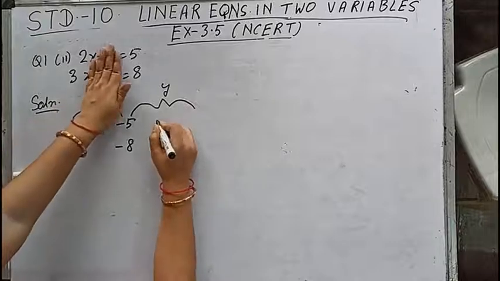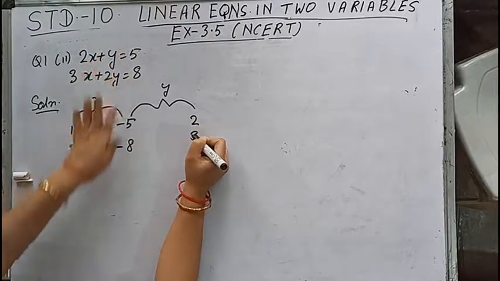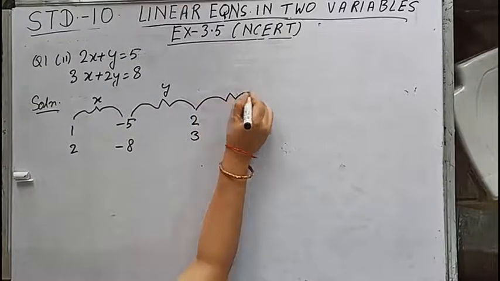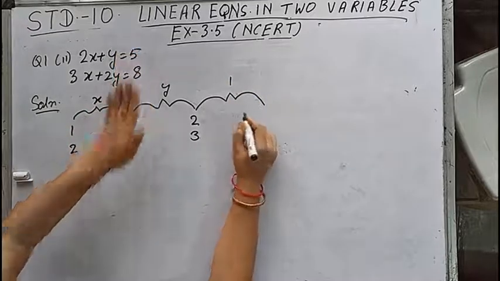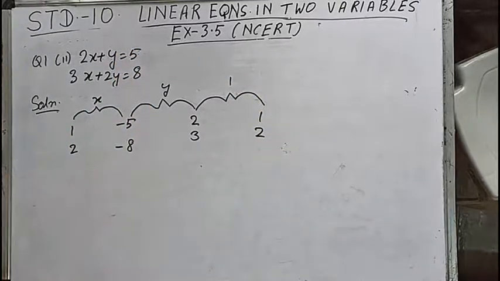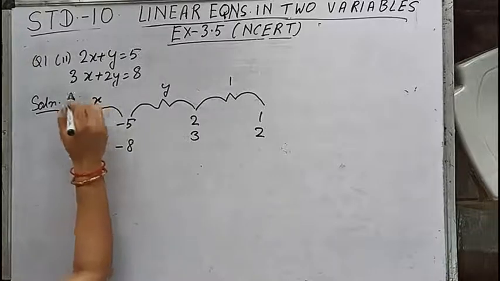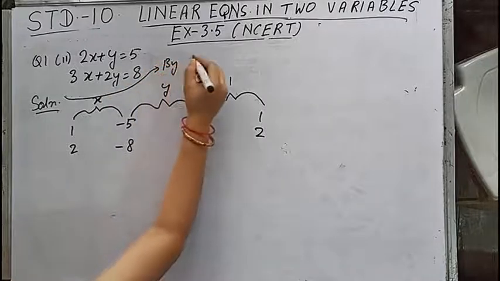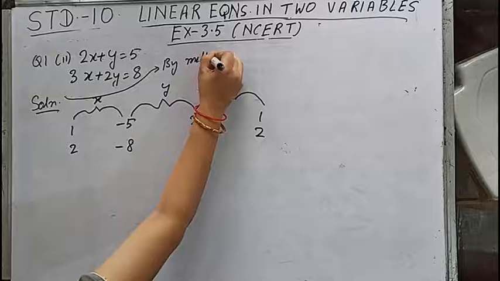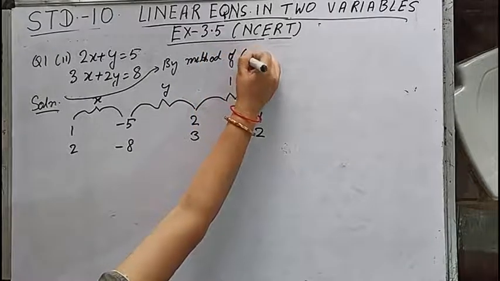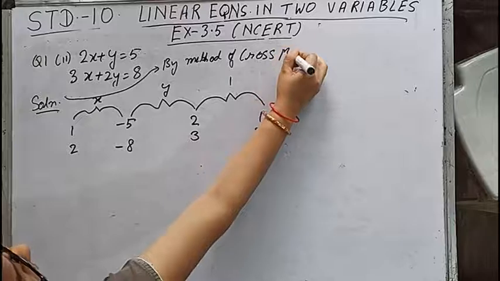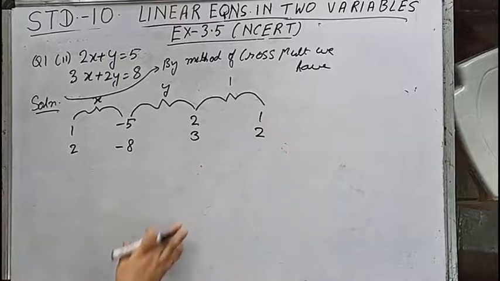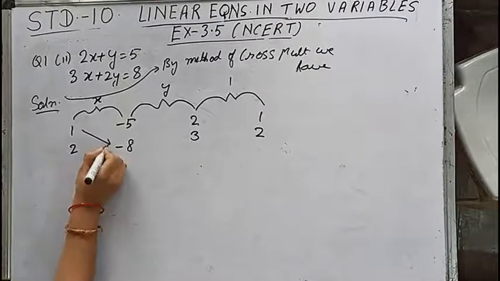Y under y we will be writing 2, 3, minus 5, minus 8 is already written. And then 1 under 1, 2, 3 and 1, 2. And before this we will be writing by method of cross multiplication. By method of cross multiplication we have, then we will be writing this one. Make it this sign.